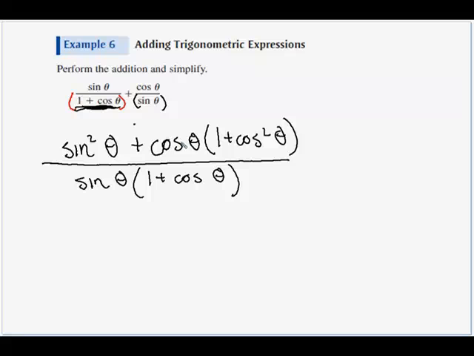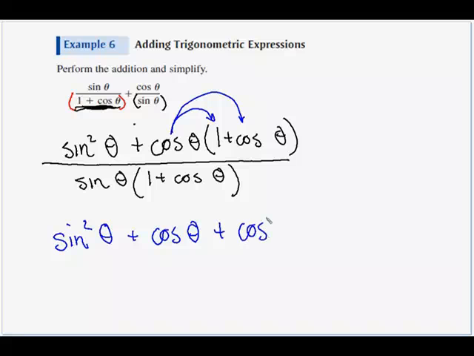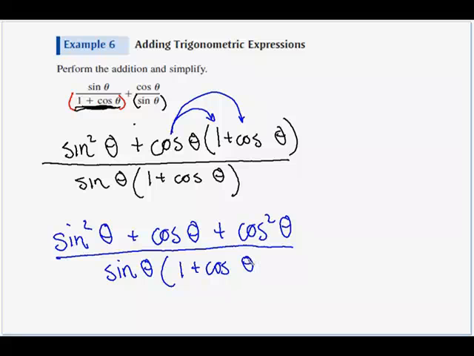And this numerator, let's FOIL this out. We're going to have cosine of theta times 1, cosine of theta times cosine of theta. All right, let's clean this numerator up a little bit. We have our first sine squared of theta, plus cosine times 1 is cosine theta, and then plus cosine times cosine is cosine squared of theta, all over our common denominator, sine of theta times 1 plus cosine. I'm not FOILing this out. Hopefully this numerator will simplify down a little bit and we'll be able to eliminate something with what we have in the denominator.